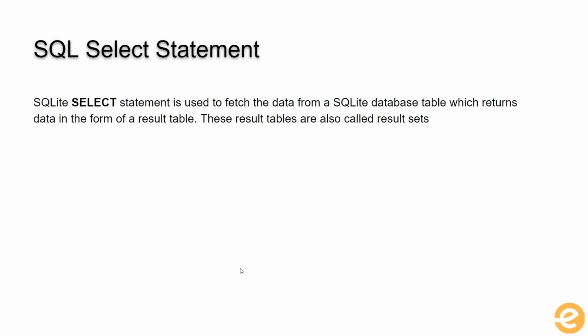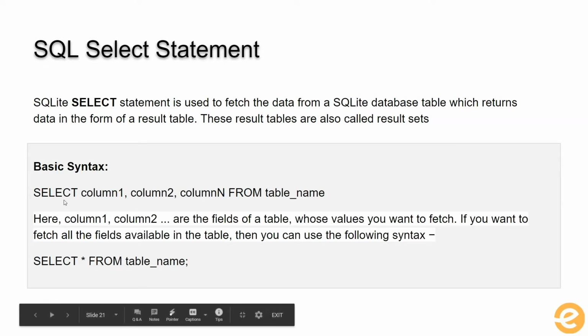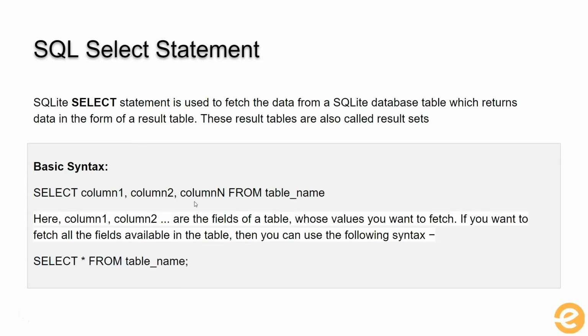The SQLite Select Statement is used to fetch data from a SQLite database table, which returns data in the form of a result table. These result tables are also called result sets. And here is the syntax for the SQL Select Statement. It starts with the select keyword, and then you provide column 1 and column 2, or n number of columns. Here column 1 and column 2 are basically the fields of the table whose values you want to fetch.